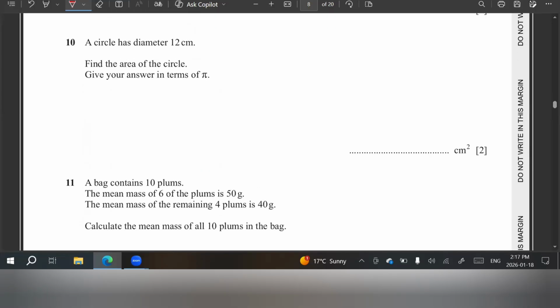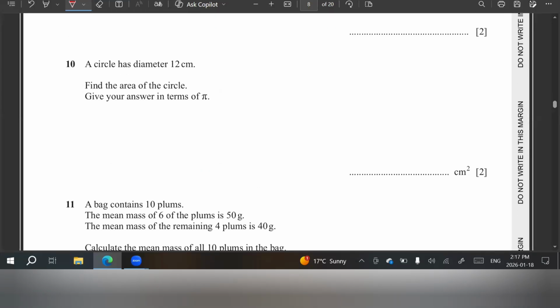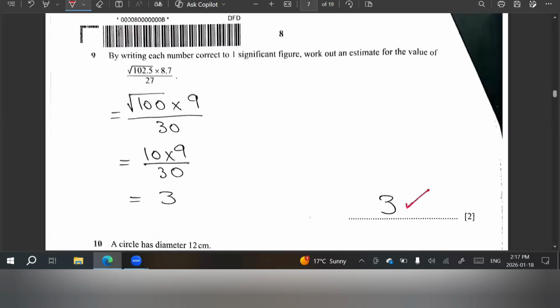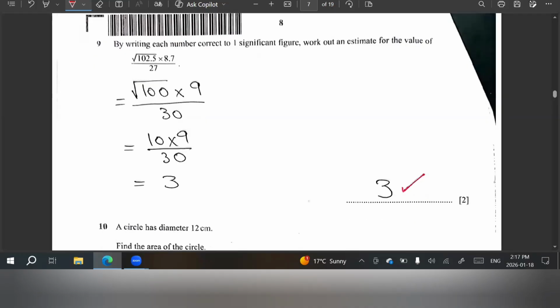Then we have the next question coming up on your screen. The question is, a circle has a diameter of 12 centimeters. Find the area of the circle. Give your answer in terms of pi. Because the diameter is given, I can find the radius first of all. The radius is equal to half of the diameter, so the radius will be 12 divided by 2. And then you can apply the formula for the area. You know the area is equal to pi r square. Very simple, straightforward question. So I can show you the solution.